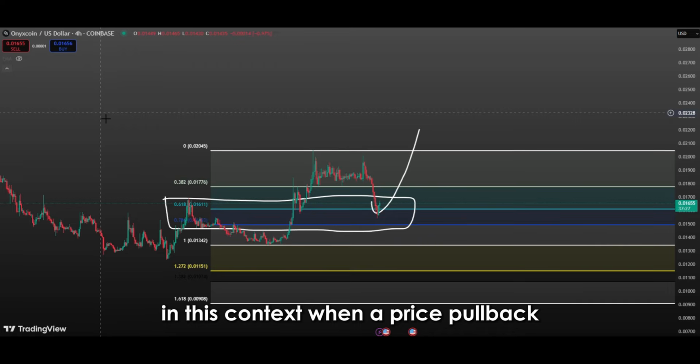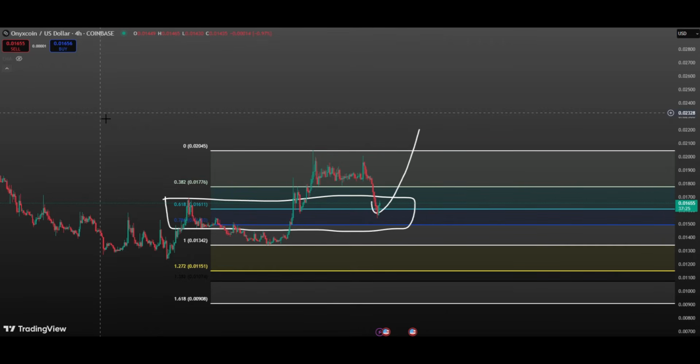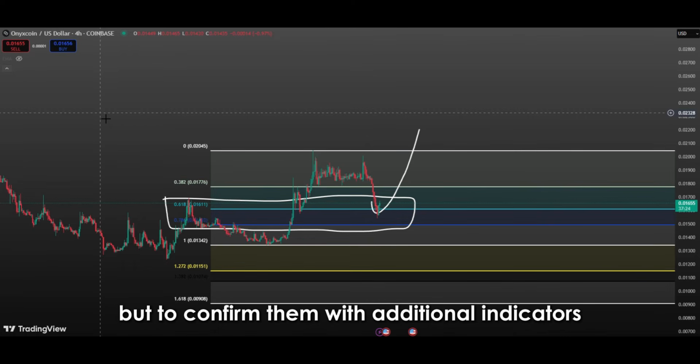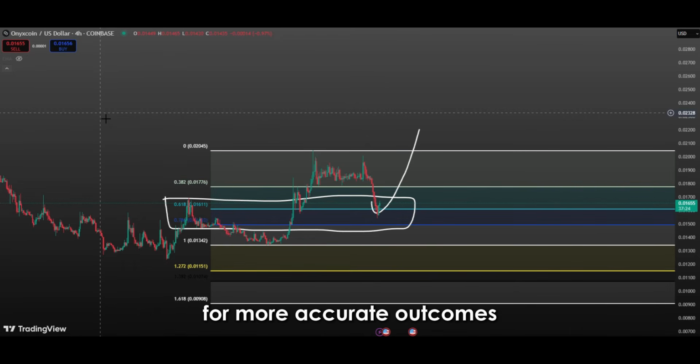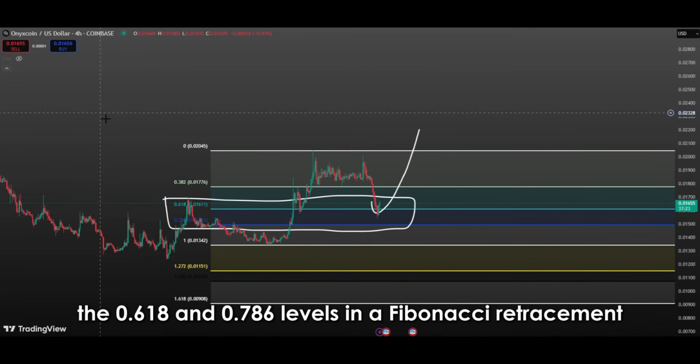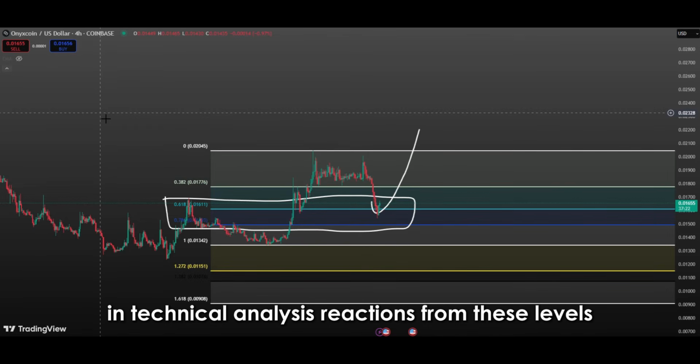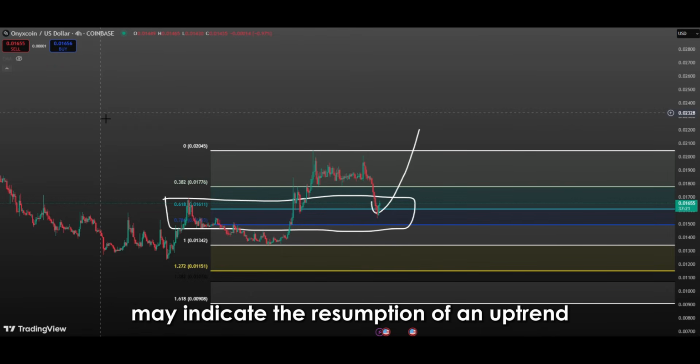In this context, when a price pullback moves towards the 0.618 and 0.786 levels, investors should closely monitor these zones and evaluate potential reversal signals. As with any analysis, it's better not to rely solely on Fibonacci levels, but to confirm them with additional indicators for more accurate outcomes. In conclusion, the 0.618 and 0.786 levels in a Fibonacci retracement drawn from bottom to the top are among the strongest reversal zones in technical analysis. Reactions from these levels may indicate the resumption of an uptrend.